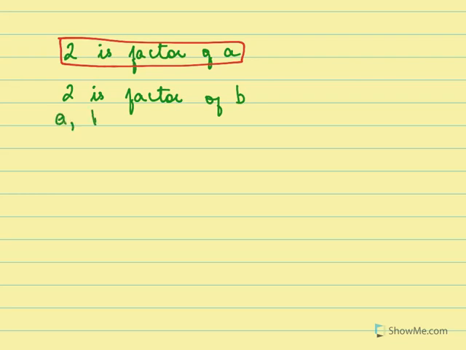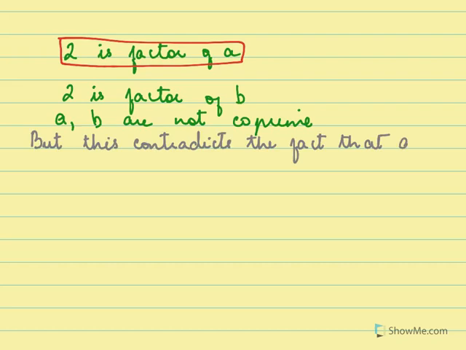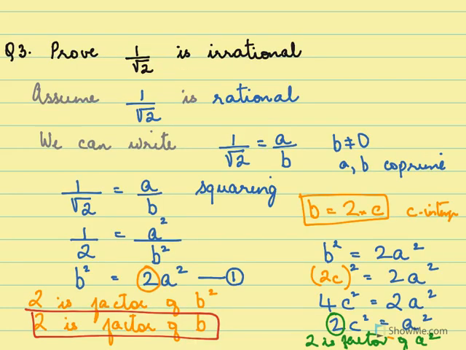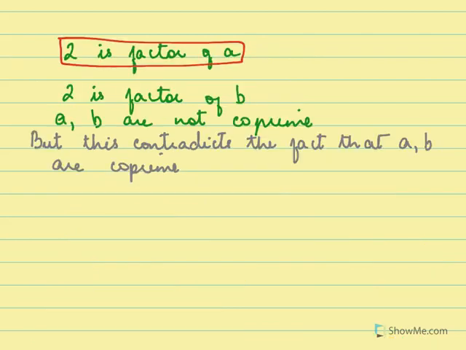So a and b have a common factor. So we can say a, b are not co-prime. This is a contradiction, because we said in the beginning that a, b are co-prime. This contradicts the fact that a, b are co-prime. Right in the beginning we said a, b are co-prime, and now we're getting a result that a, b are not co-prime, because they have a common factor.